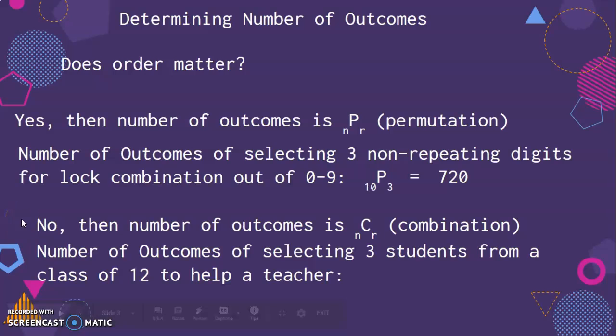The number of outcomes in selecting 3 students from a class of 12 to help a teacher. So in this situation, there are 12 students, I need 3 helpers, and I'm going to grab 3 of them. There's no order that matters there. All 3 are going to be doing the same thing, so it doesn't matter what order you pick them, as long as there are 3 of them. So that's our combination function. We have 12 students total, and we're picking 3 of them.